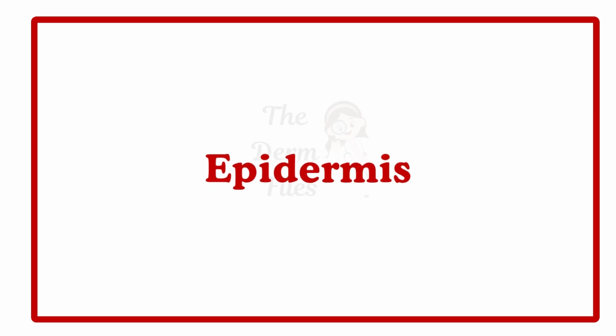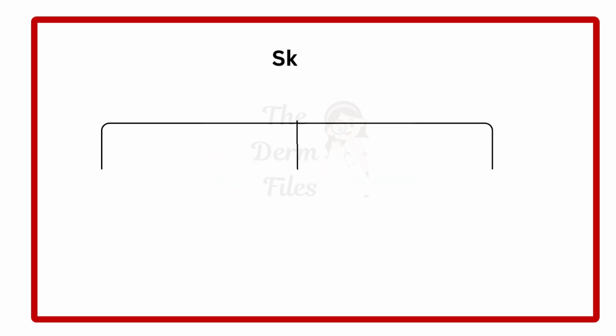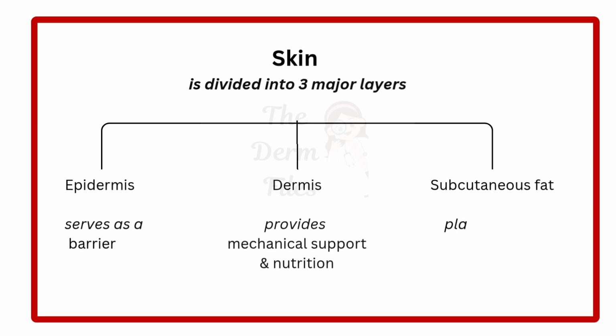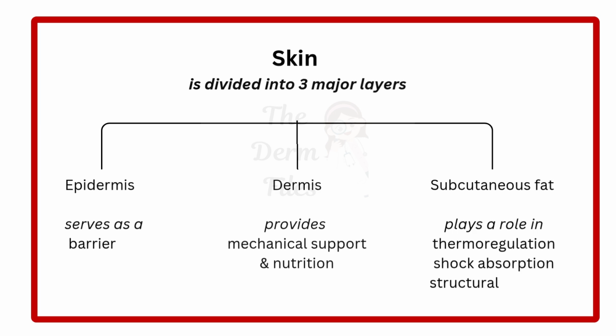Let's talk skin. The skin is composed of three major layers: epidermis, forming the outermost layer, which serves as a barrier, followed by the dermis, which provides mechanical support and nutrition, beneath which lies the subcutaneous fat, which plays a role in thermoregulation, acts as a cushion, thus providing shock absorption, and provides mechanical support.